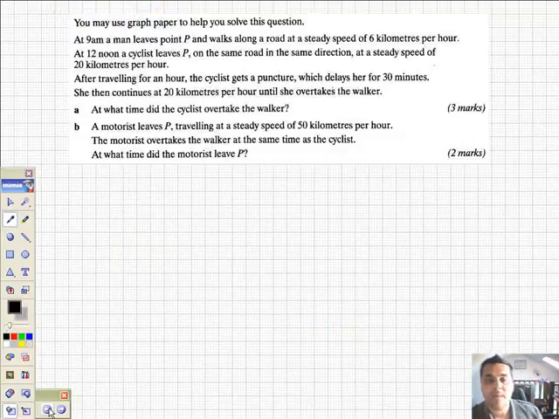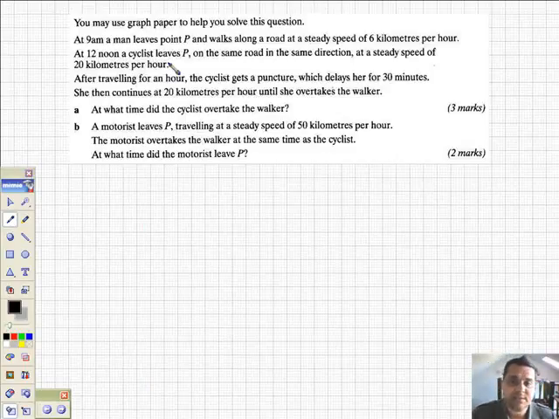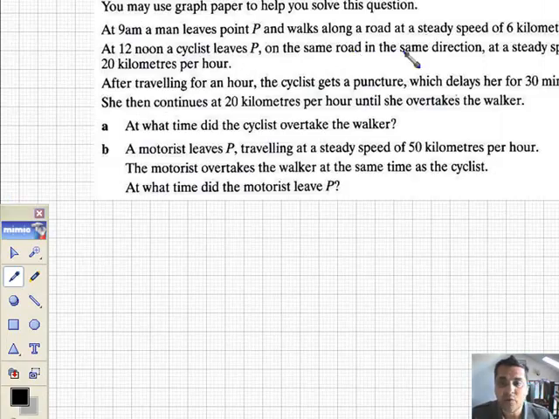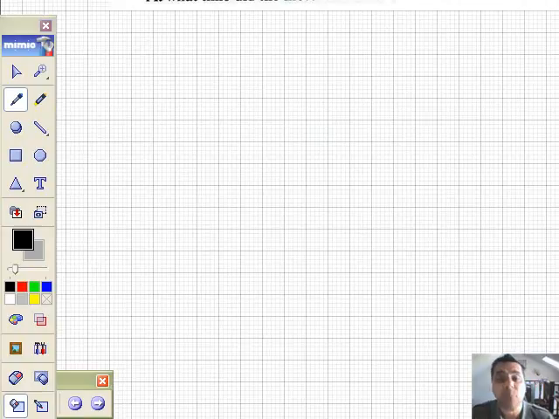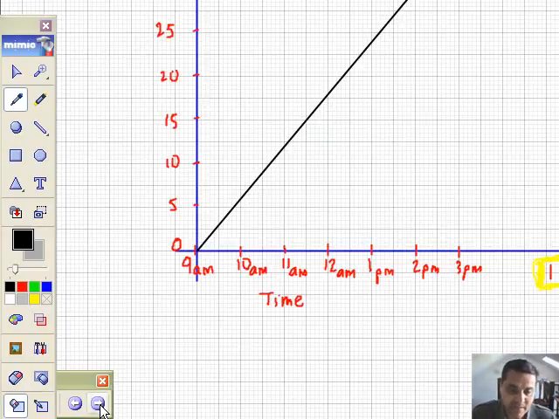Next part. At noon, that's 12 o'clock, a cyclist leaves P on the same road in the same direction at a steady speed of 20 kilometers per hour. It's a cyclist. So I'm going at 20 kilometers per hour, and I'm leaving at 12 o'clock noon, also from the same point P. Then it says after travelling for an hour, the cyclist gets a puncture. Right, so I'm going to travel for an hour at 20 kilometers per hour. So guess what? I'm going to cover 20 kilometers.